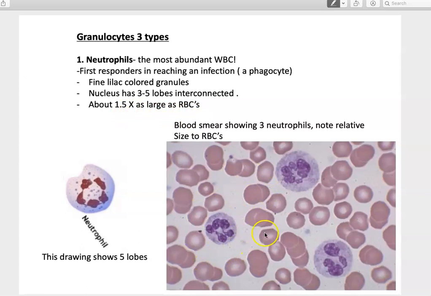And they're about 1.5 times as large as a red blood cell. So here you look at them. Here are red blood cells back in the background. These are all neutrophils. Lilac granules, 1, 2, 3, maybe 4 lobes here. This one, I don't know how many lobes there are. I can't count them, but this one's got 1, 2, 3, 4, 5 lobes with lilac granules. These are all neutrophils.